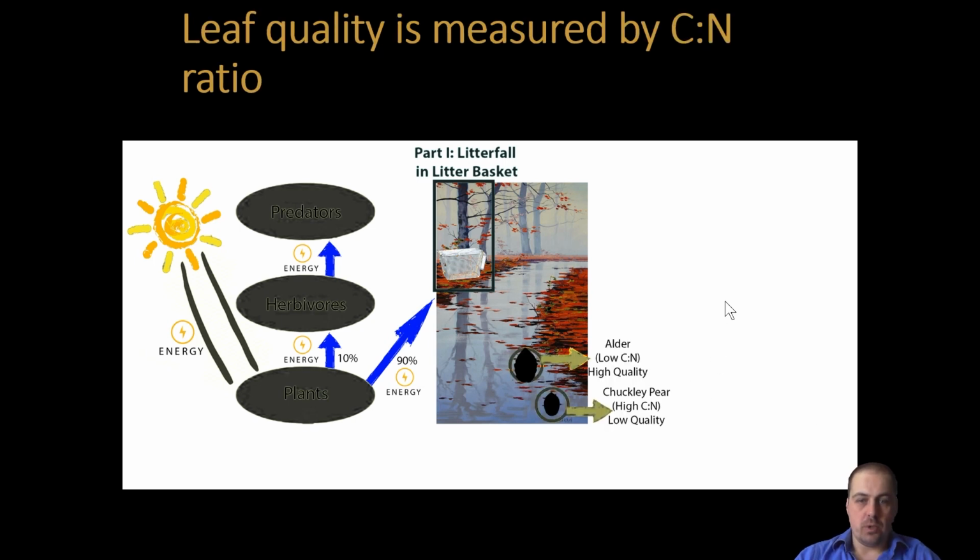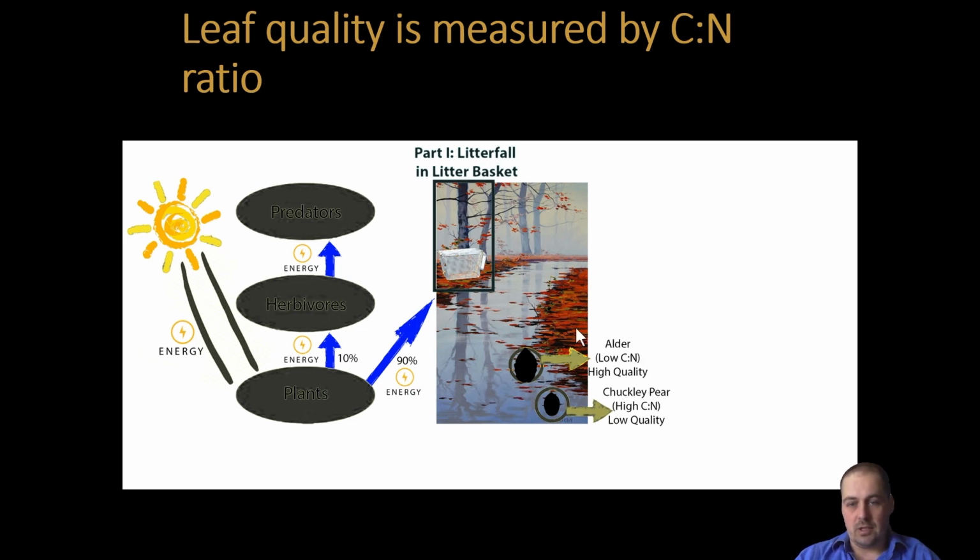So as I briefly mentioned, some of this litterfall makes its way to the river and provides a food source for invertebrates. But just like every one of you, different types of leaves are special and unique in their own way. And in this case, some of them are higher quality than others. So the way we assess quality is by looking at the carbon to nitrogen ratio. So the proportion of carbon in relation to the amount of nitrogen.